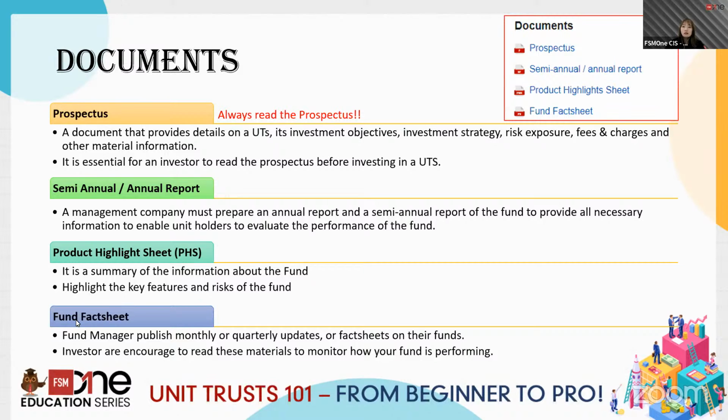And last but not least is the fund fact sheet. So the fund fact sheet is where the manager will publish monthly or quarterly updates on their funds. So investors are encouraged to read this material to monitor how your fund is performing. Normally inside the fund fact sheet, the fund manager will inform the investor what has happened through this month or this quarter. So they will let investors know whether there is any rebalancing in the total portfolio of the unit trust, and what the current market outlook is. This is the information that will be listed in the fund fact sheet.